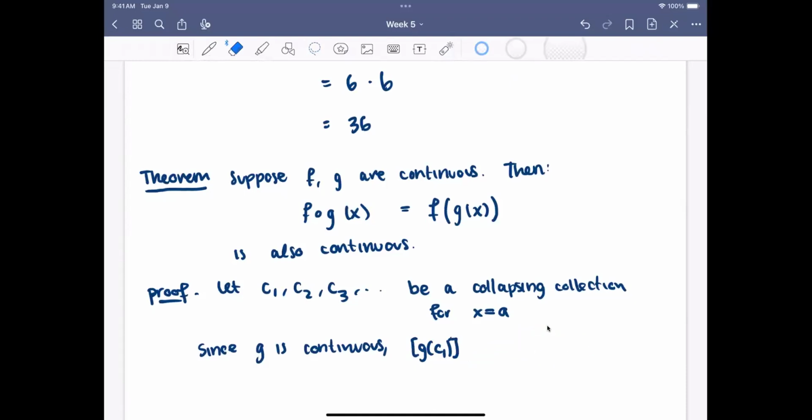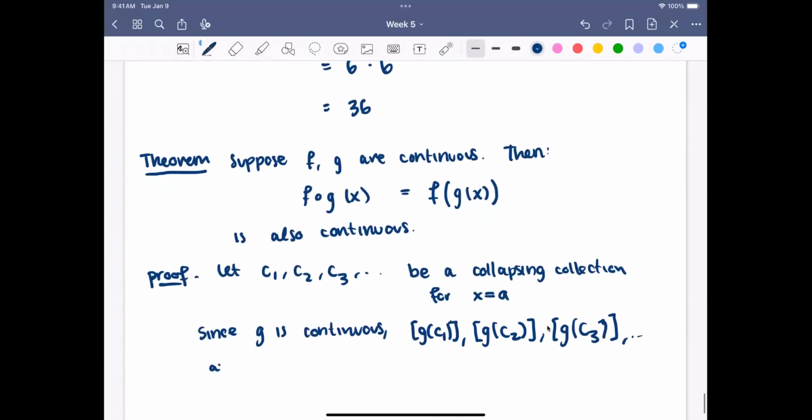Let's rewrite this. So the wrappers of the G images are a collapsing collection for the value G of A. Okay, so now these are a collapsing collection. So I wanna go ahead and plug those into F. And then we'll use the fact that F is continuous to conclude that what we get out of that is also a collapsing collection.